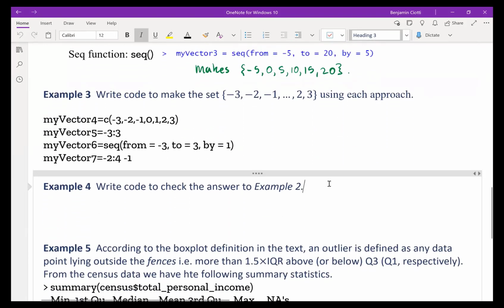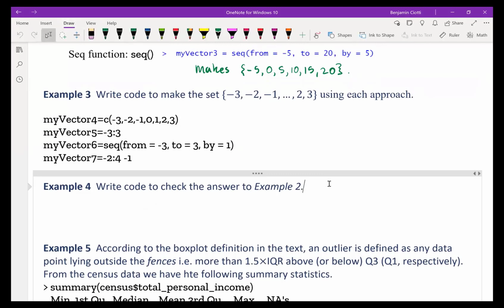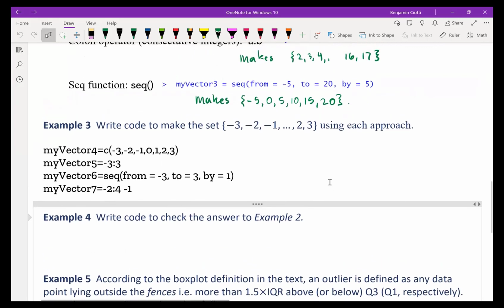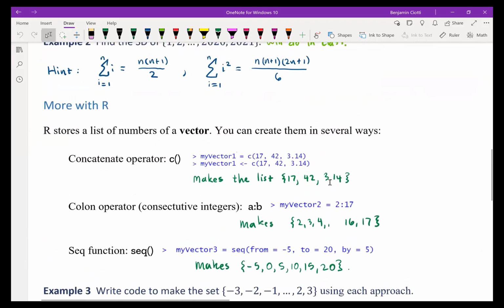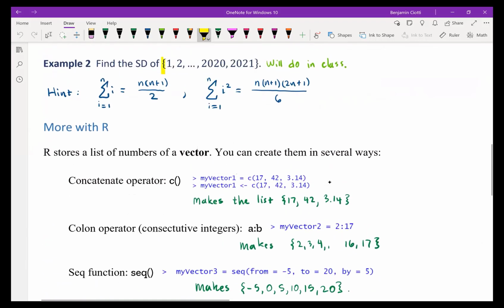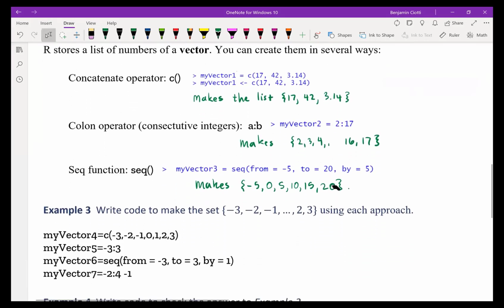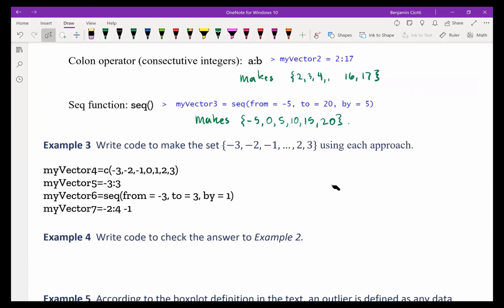Okay. So example 4 is me asking you to write code to check the answer to example 2. Now, I didn't do example 2. Example 2, if you forgot, was the standard deviation of the numbers from 1 to 2021. But you know what? I'll write code to check the answer, just so you can find out if you did it right, if and when you figure out example 2. So let's go do this one in R.